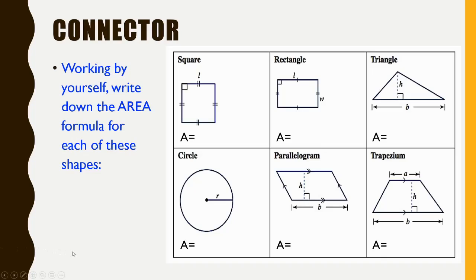Just a reminder, our basic shapes that we looked at over the last couple lessons for areas: we have the area of a square, which is length squared. We have area of a rectangle, which is length times width. We have area of a triangle, which is half base times height. We have area of a circle, which is pi r squared. Area of a parallelogram, which is just base times height. And area of a trapezium, which is half of the two parallel sides added together, multiplied by the height in between those two sides.